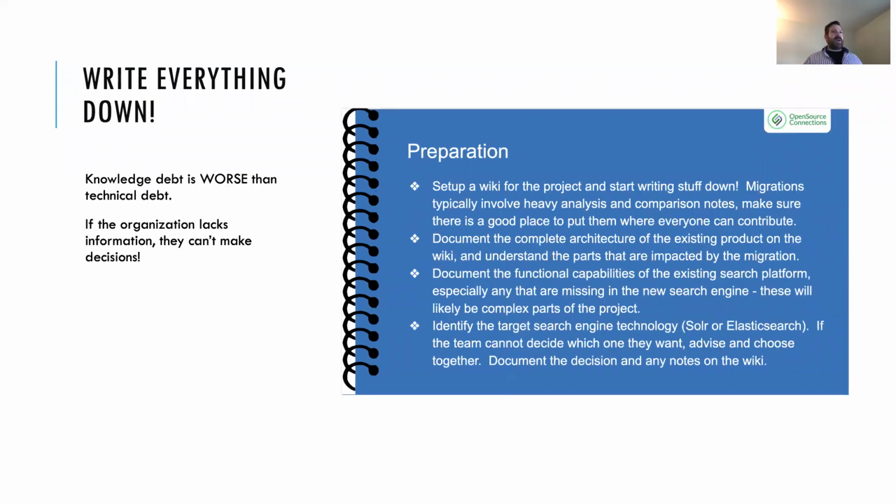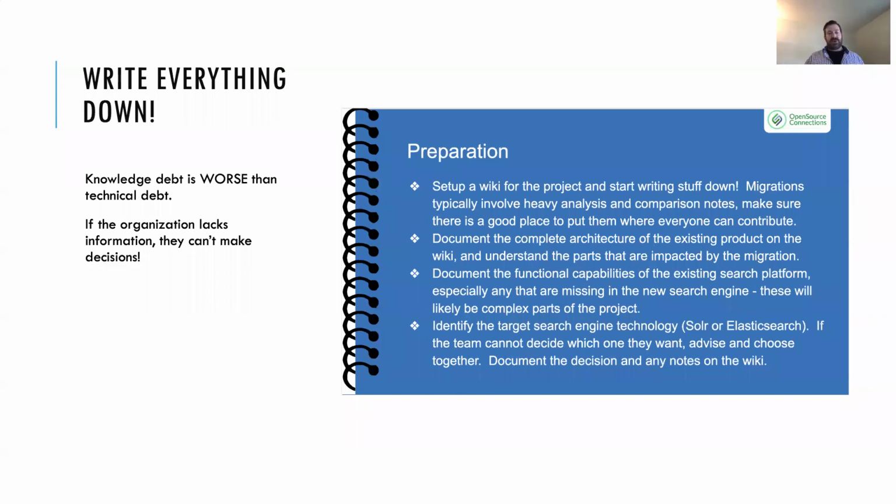Okay, so where do you write it down? You get a wiki going. It could be part of your existing wiki if you have Confluence, or a wiki that you're already hosting for internal documentation. Keep it there and create a new project in the wiki and say, this is the migration project. We're going. So write everything down.